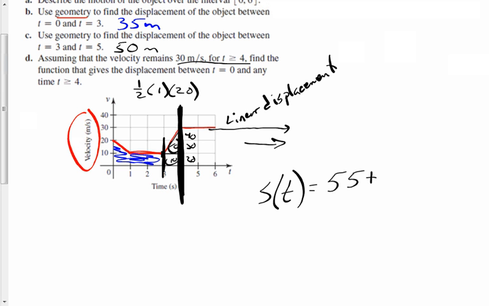Okay, so some of you are saying 30t. 30t is not a bad starting place, but is 30t accurate? No, because, and here's what I'm going to go with. Let's say t was 1. That means we would have 85 meters of displacement at t equals 1, right? But at t equals 1, do we have 85? We do not. We only have that much.